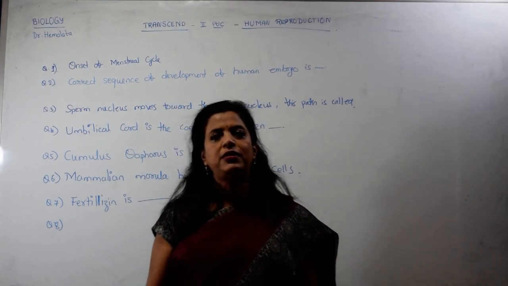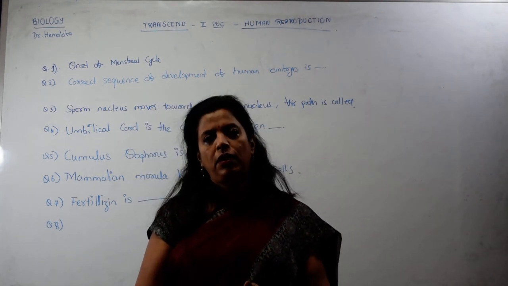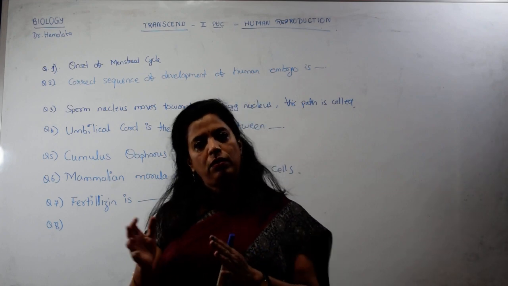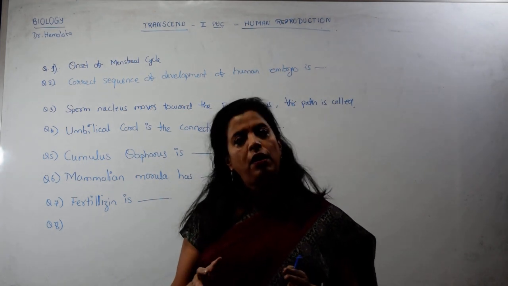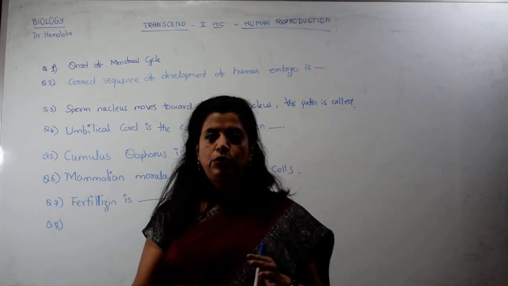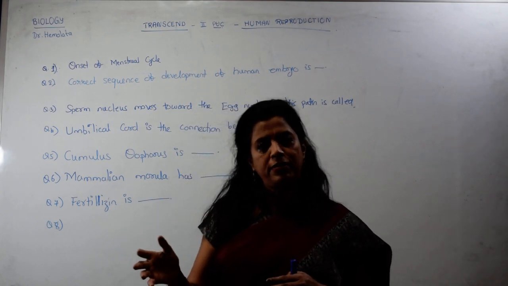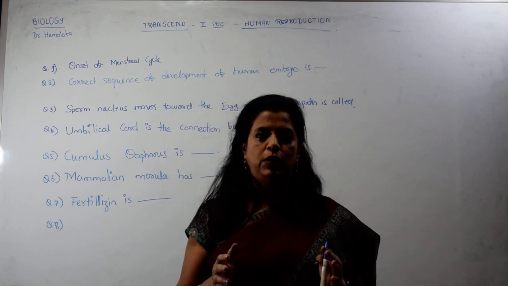Let's continue with the TRANSCEND book. I hope what we learned in the last class is useful, because we have already done complete human reproduction, reproductive health, and then plant reproduction. So the three things you have to solve, and then go to the TRANSCEND. Now I am starting with the first part of the TRANSCEND, that is human reproduction.